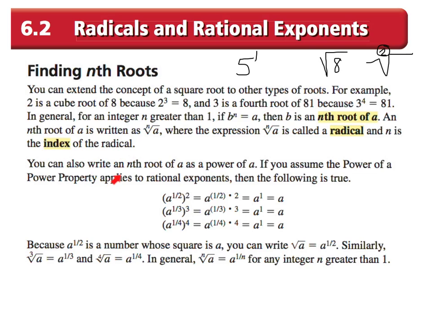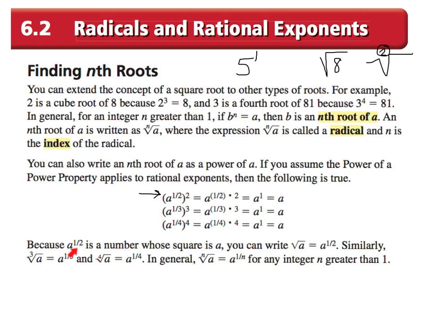You can also write an nth root of a as a power of a. If you assume the power of a power property applies to rational exponents, then the following must be true, and this is important. A to the 1/2 to the 2nd power. Remember your rule. Your rule states when you have a power to a power, you multiply them together. So a 1/2 times 2, 1, that equals a. A 1/3 times 3, that gives you a. A 1/4 times 4, that gives you a.